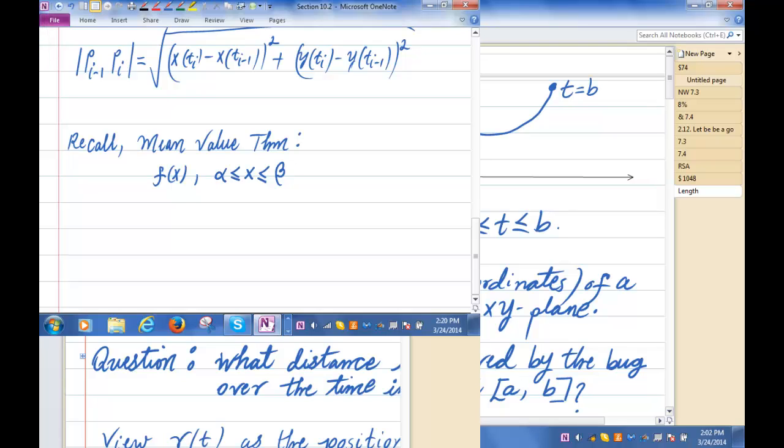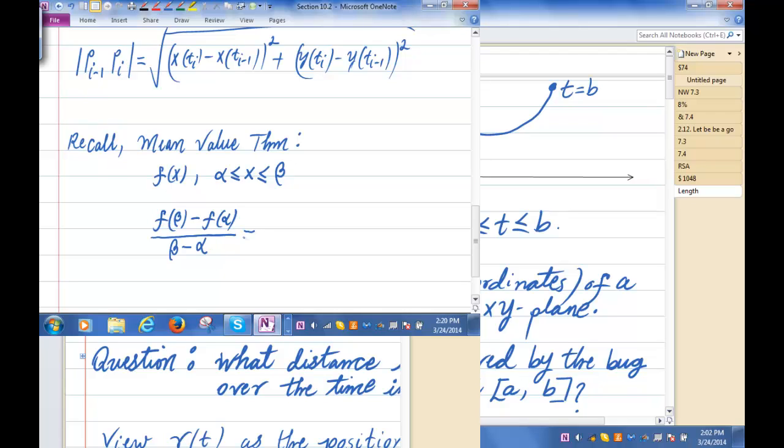What's the average rate of change? Well, what's the change in f over this interval? The change in f is f of beta minus f of alpha. That's the change in f over this interval. And then if I divide it by the change in x, which is beta minus alpha, right? Everybody's okay? That's the average change in f.